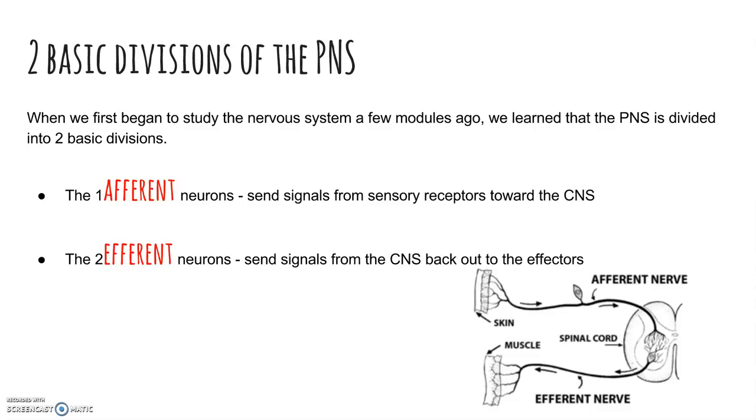The efferent neurons are those that send the signals from the central nervous system, like the brain, out to the effectors. So the brain tells the biceps to contract so that you can pick your fork up. So the effect of wanting to eat is lifting your fork. So the efferent neuron sends the signal from the brain back to the effector muscles or organs.